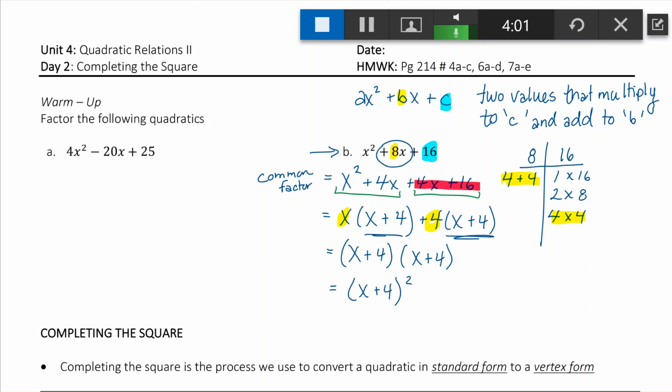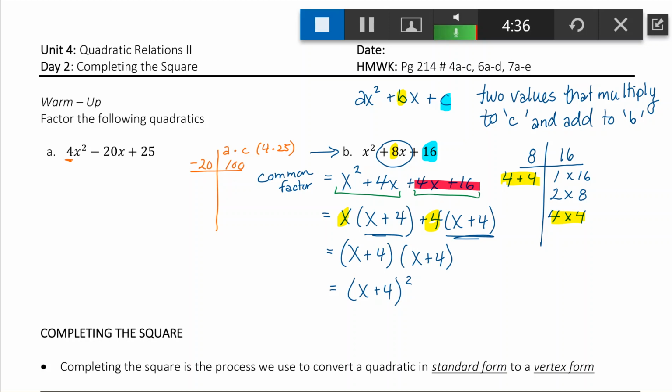Okay, so we're going to jump over to problem A. And again, we're going to set up our t-chart, except it's a little bit different. In this problem, we have an A value of 4 and not 1. So we're not looking simply at values that multiply to our C value of 25. We're looking at whatever A times C is, which is 4 times 25. In other words, we're looking at values that multiply to 100 that add to negative 20.